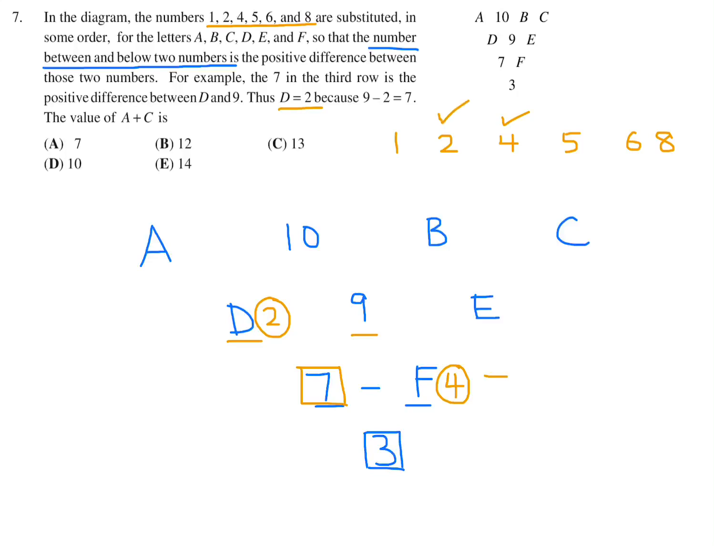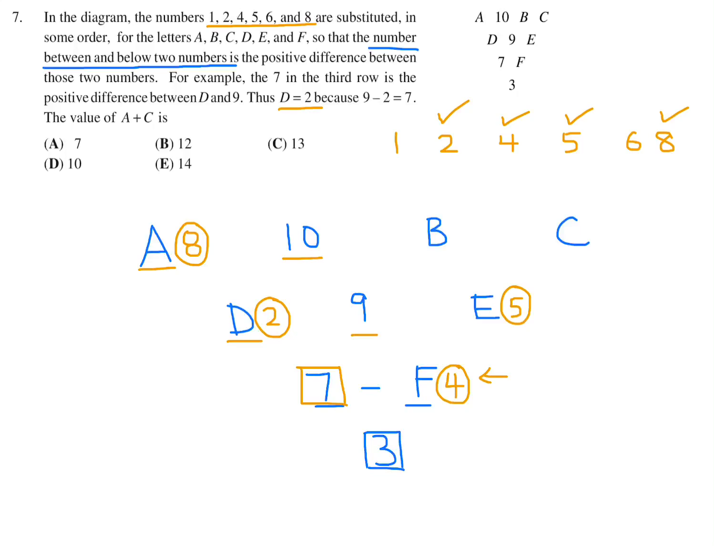Now, how did I get this 4? Well, 9 and E have to have a difference of 4. That's how you got 4, so E is 5. All right, so far so good. Now let's look at, I guess over here, A and 10. Positive difference is 2, so that means A is most likely 8, because 10 minus 8 would give you 2. All right, so what do we have here now?